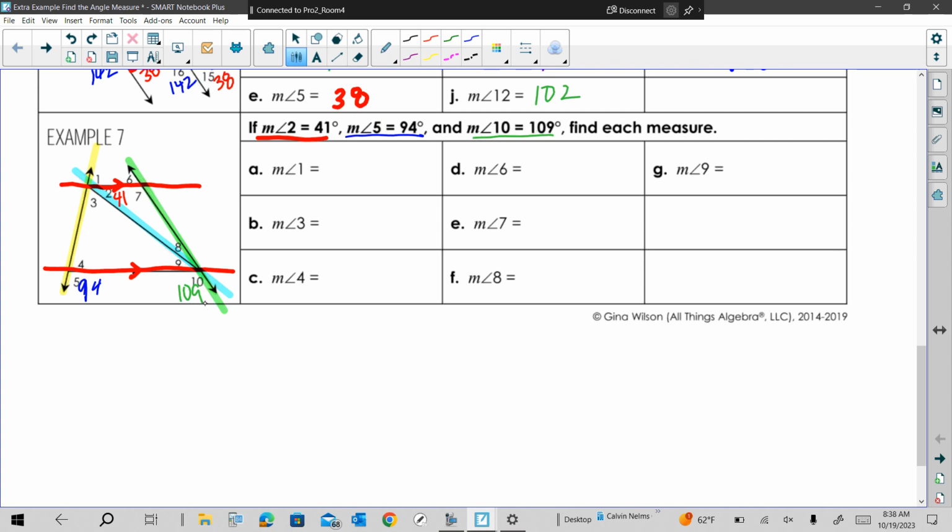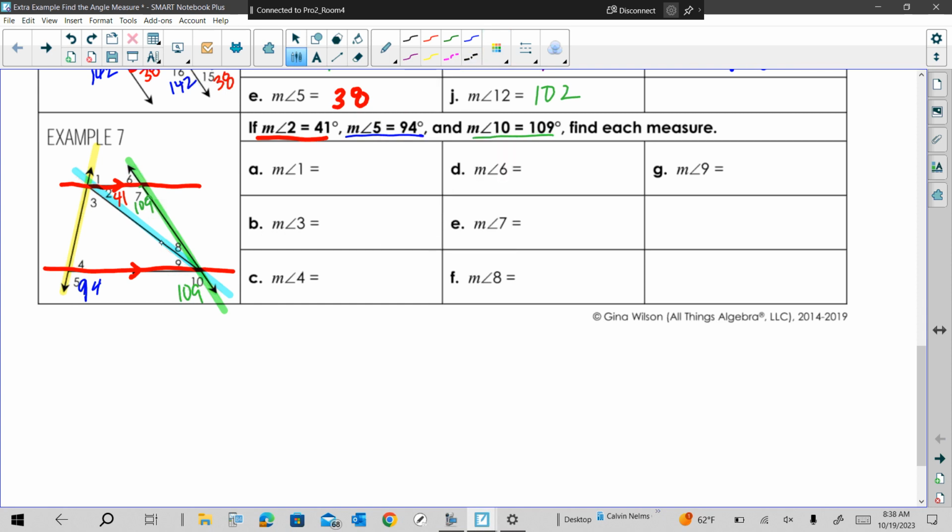If I'm using my green transversal, what other angle would be congruent to angle 10? 7, yes, they are corresponding. They're both on the left, in the same position. So 7 is 109. I'm just going to label that on the diagram. Did you get that? 7 is 109. It corresponds with 10.